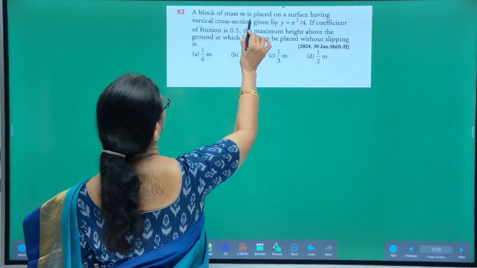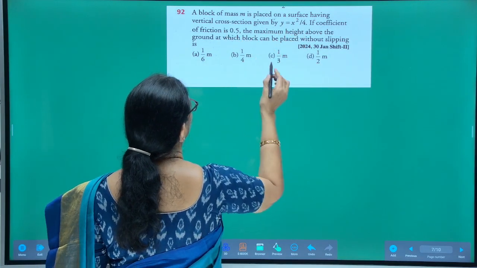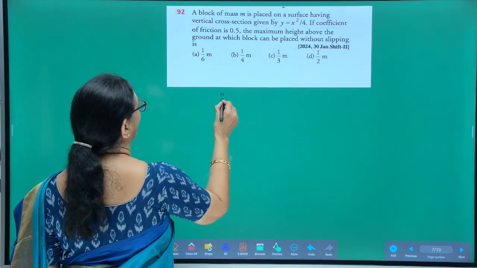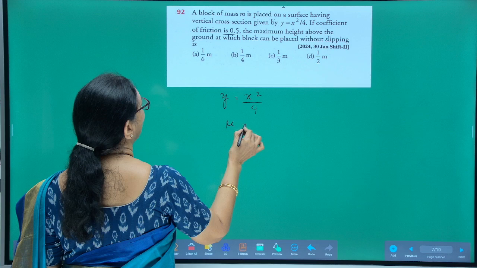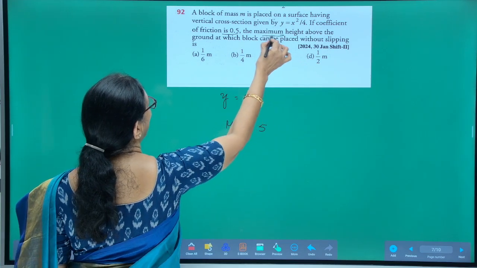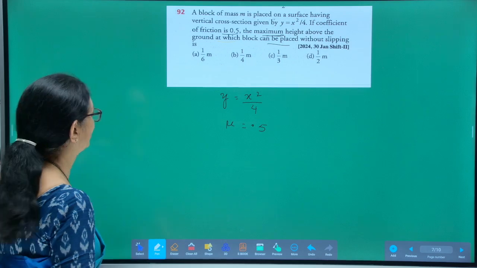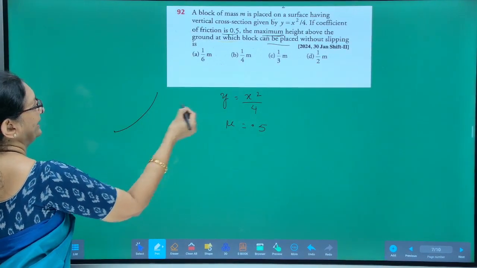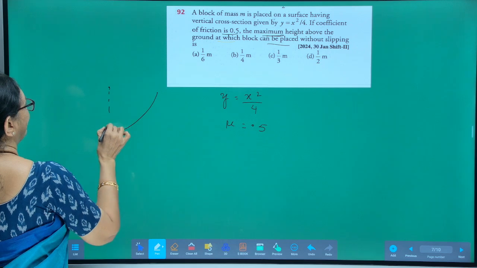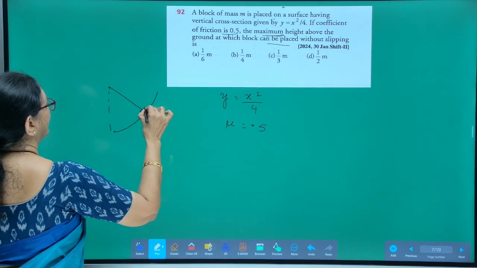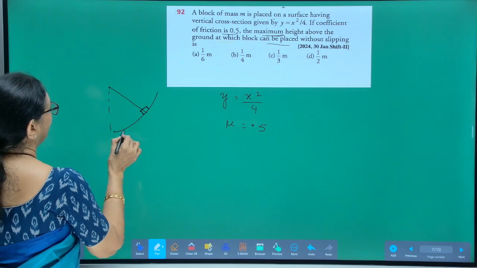Look here. A block of mass m is placed on a surface having vertical cross section y is equal to x square by 4. Coefficient of friction is given as 0.5. The maximum height above the ground at which the body can be placed without slipping. See, look here, y is x square by 4, the surface will be like this. That will be a curved surface very obviously. Let us assume the object goes to that maximum height from this point.